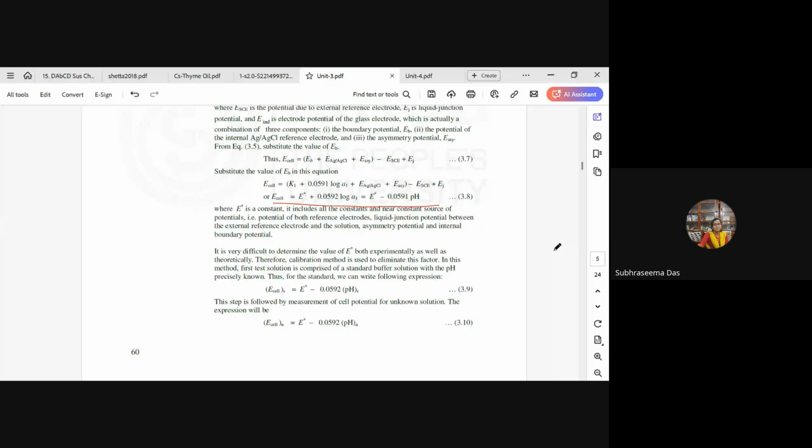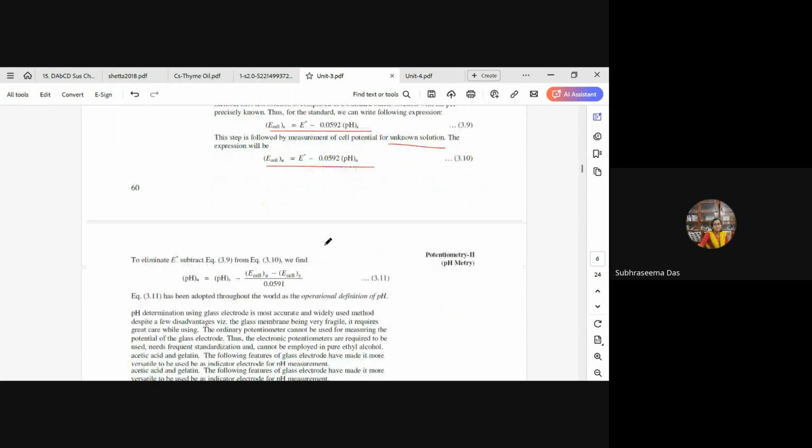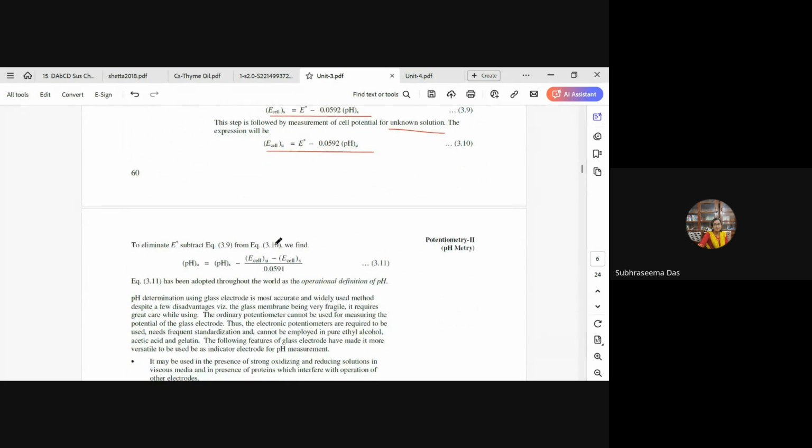So first, buffer solutions are made and we exactly know the pH of these buffers. Thus for the standard we can write it as E star minus 0.0592 into pH. This step is followed by measurement of the cell potential for the unknown solution. So here the expression is given as pH U for the unknown solution. Then to eliminate this E star, we apply this equation, and this equation has been adopted throughout the world and is called the operational definition of pH.